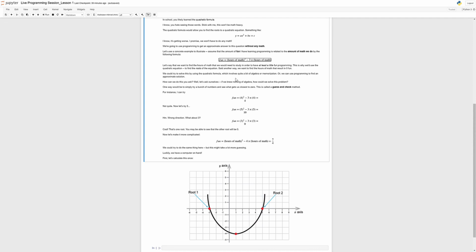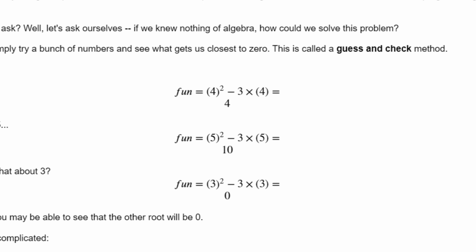And this might be the most intuitive approach to take if we don't know anything about algebra and we don't know how to solve this ourselves. For instance, I can just try random numbers. So if I just tried 4 hours of math and plug it in, right? I get 4 squared minus 3 times 4 for this equation, and I end up with 4. That's not 0, so I'm going to have to try something else.